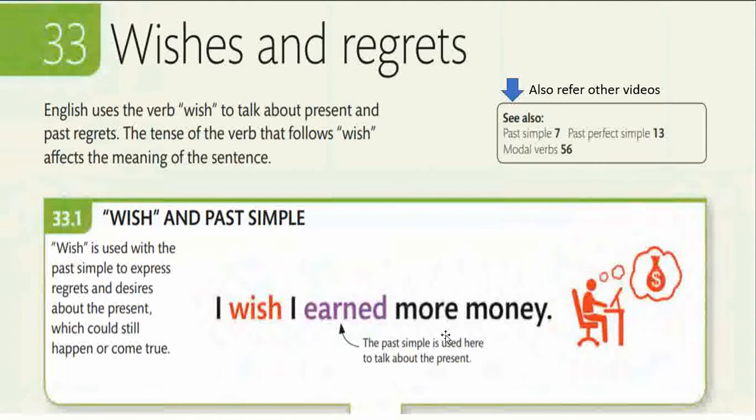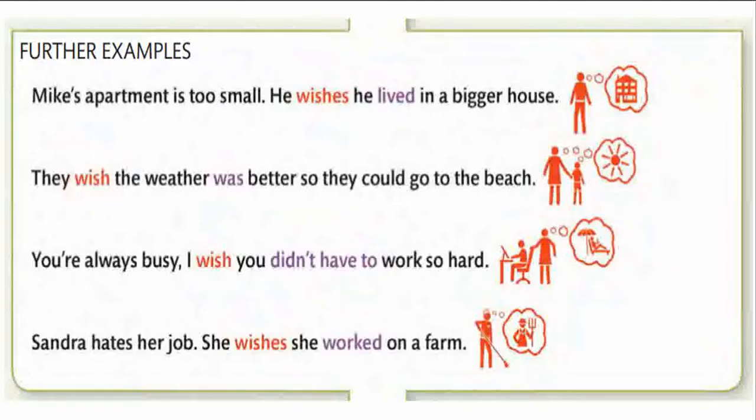I wish I earned more money. That means the person still has time to make money and the wish can come true later on. With this structure, I wish I earned, it is simple past and it is in the present zone and it is changeable. Let us see certain structures based on this rule.